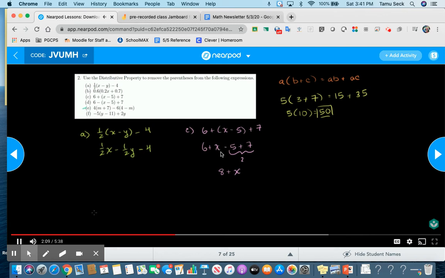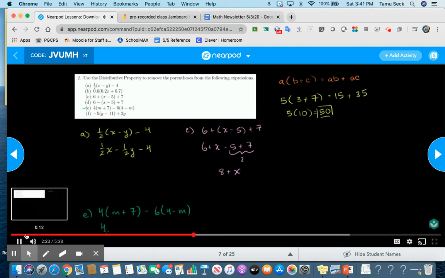Let's do E. E, we have 4 times m plus 7 minus 6 times 4 minus m. Let's do the distributive property. 4 times m is 4m plus 4 times 7 is 28. And then we could do it 2 ways. Let's do it this way first. So we could have minus 6 times 4 is 24. 6 times negative m is minus 6m.